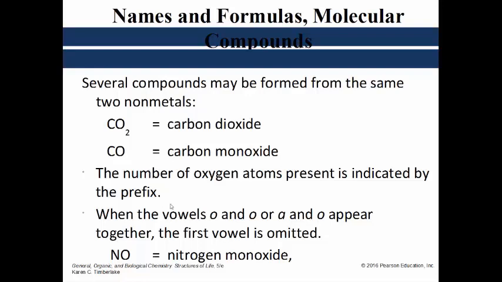Whenever you have vowels that are right next to each other, like O and O or A and O, you just drop the first vowel because it would look really weird and sound really weird. So for CO, you would not have mono, M-O-N-O, and then oxide, O-X-I-D-E, because you have 2 O's right by one another. Same thing here, NO, nitrogen monoxide. You would not have 2 O's right here. So if you have 2 O's together, you drop the first one. If you have an A and an O together, you drop the first one.